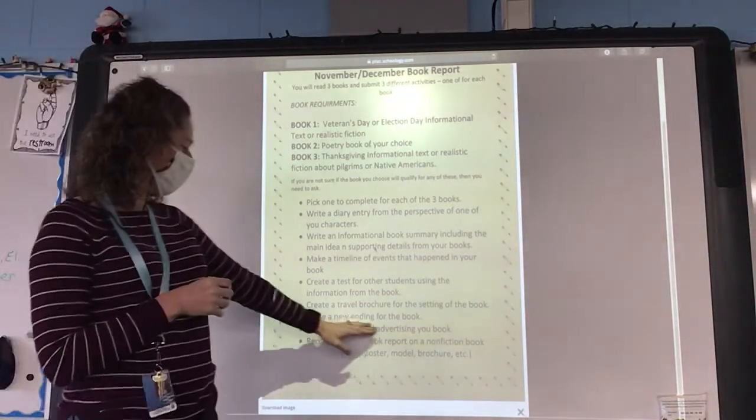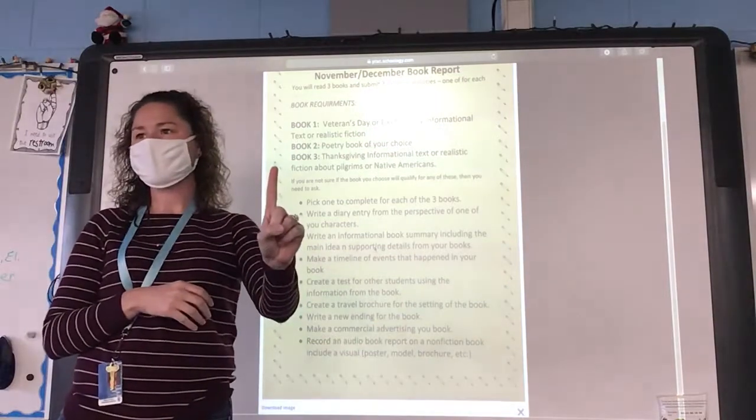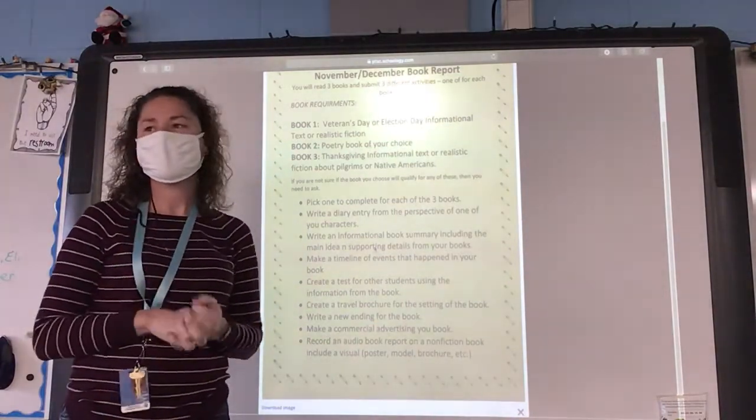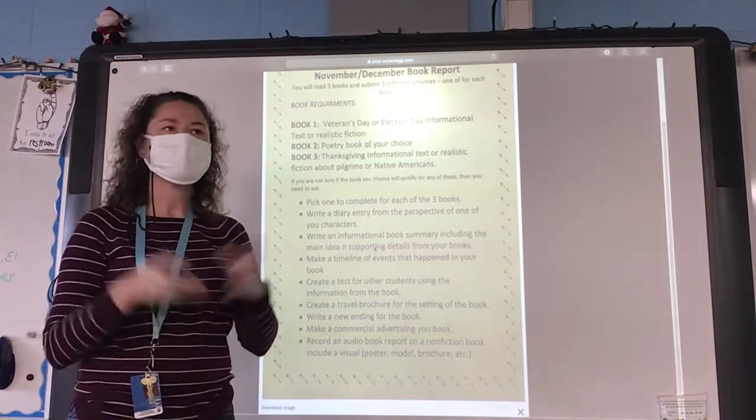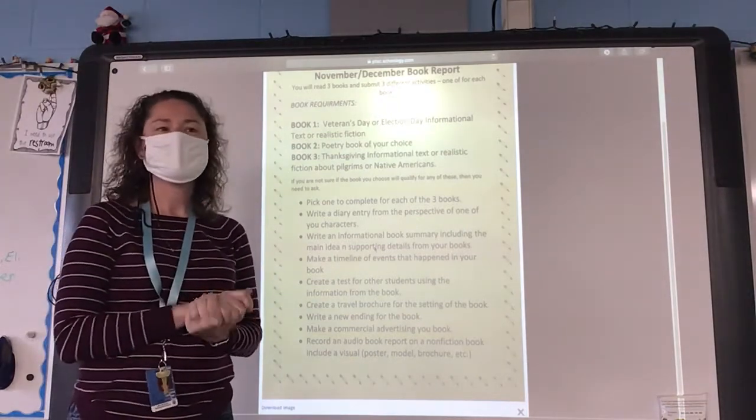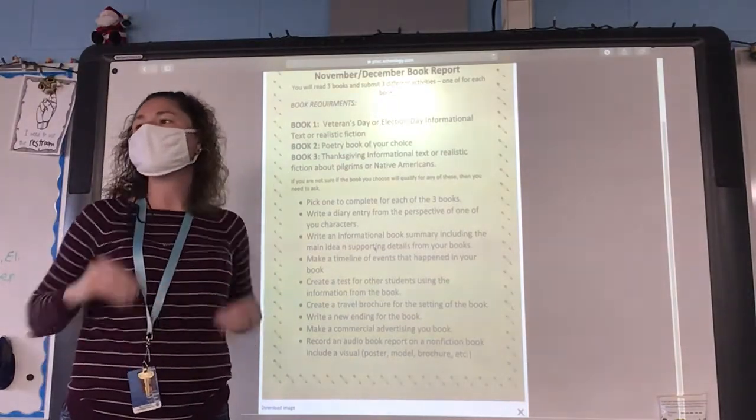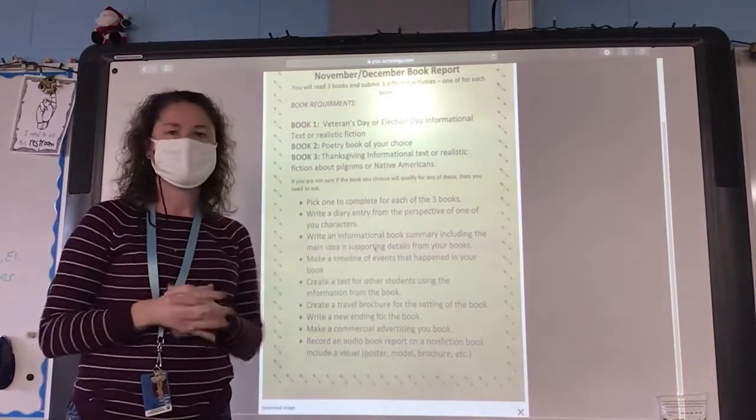Write a new ending for a book. Should that be one sentence? No. At least a paragraph. Okay? Just telling me, oh, I would do this instead, that's not going to work. That is a lack of effort. That is me hurrying up to try and get it done so I can move on.